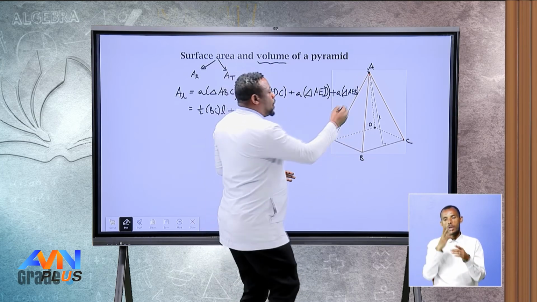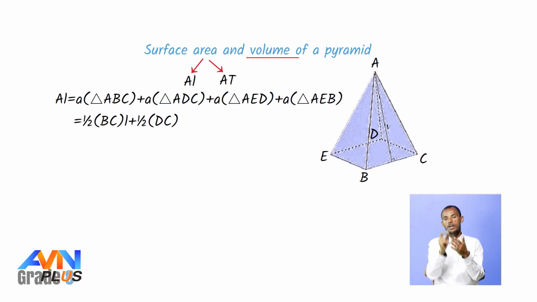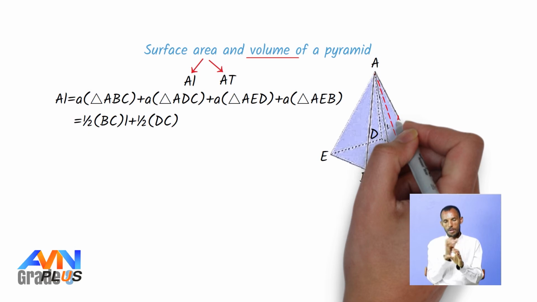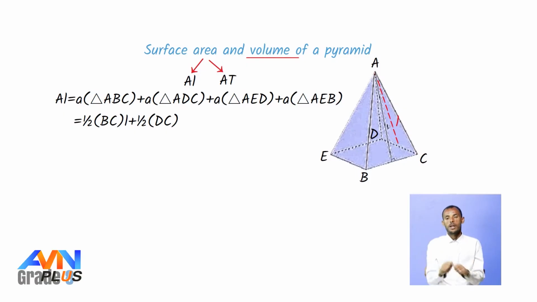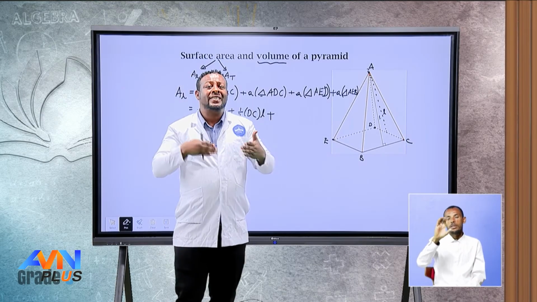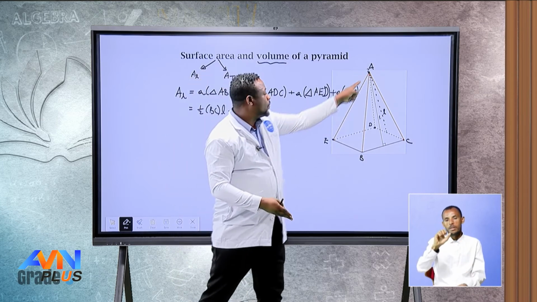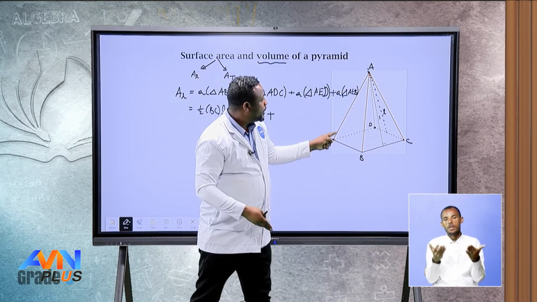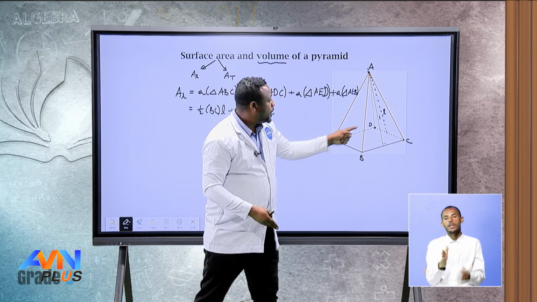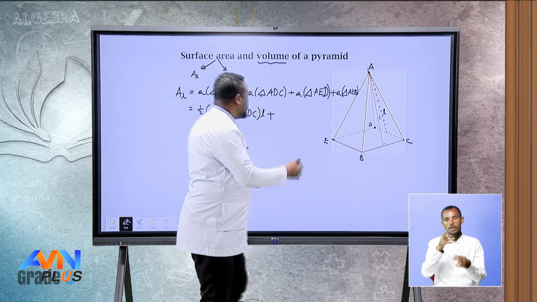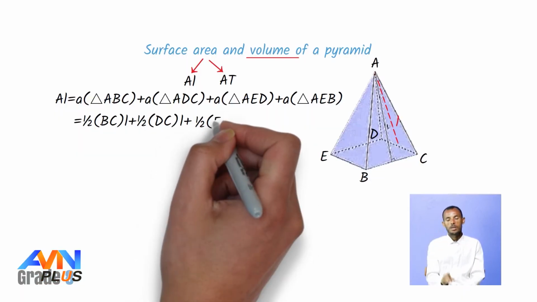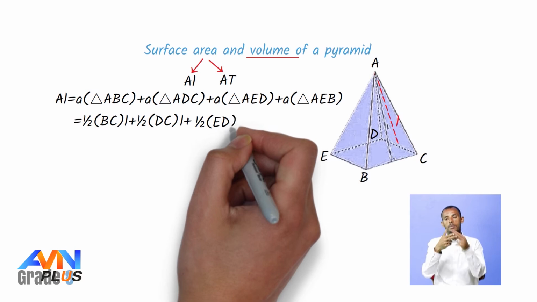Okay, so you can roughly construct a slant height so that you can calculate the area of the triangle ADC. So the area of triangle ADC is half of DC times the slant height, plus we keep doing the same thing. We take the area of the back side, triangle AED, which is 1/2 times ED times the slant height.